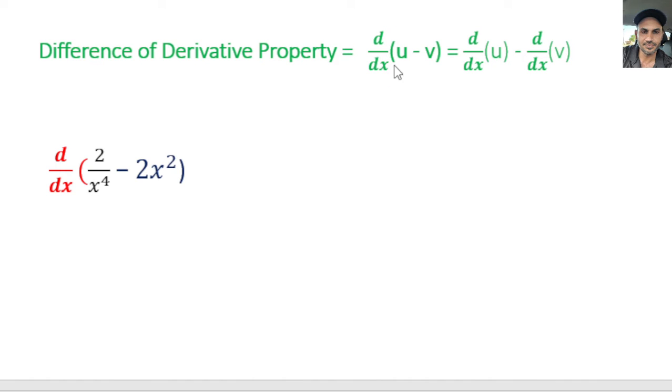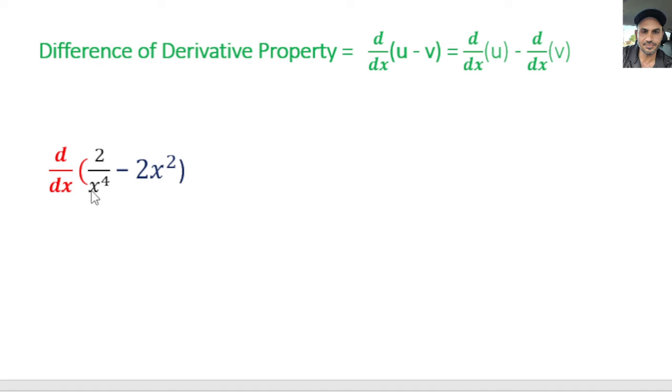Okay, so taking the derivative of a function or an expression that's the difference of two terms or two functions, u minus v, then the derivative of this is going to be the derivative of u, the first term or the first function, minus the derivative of v, which is the second term or the second function.